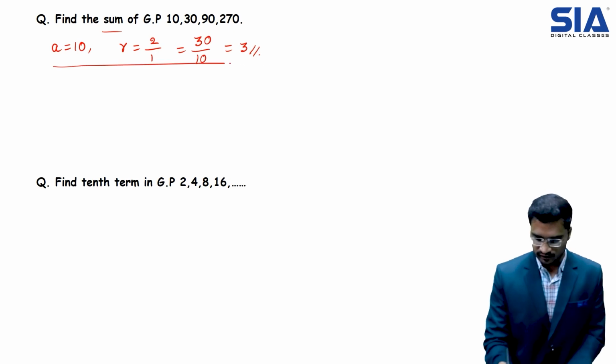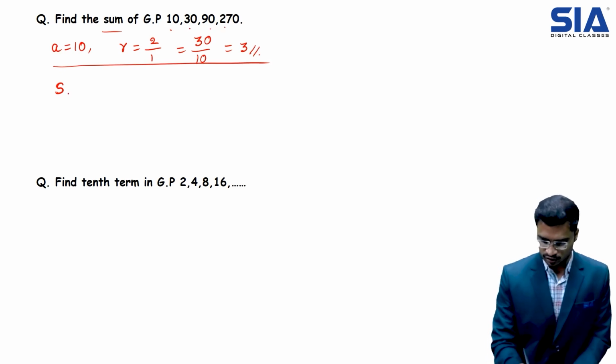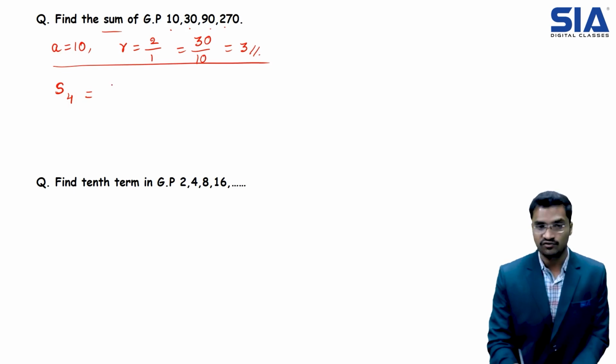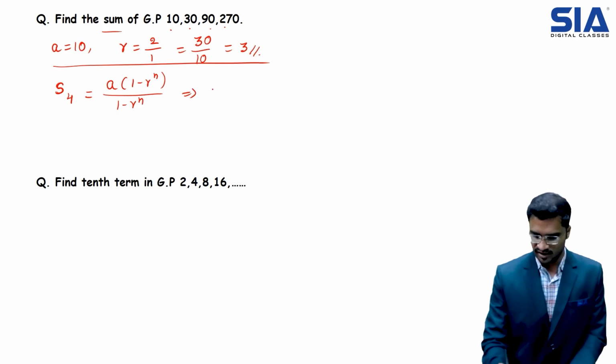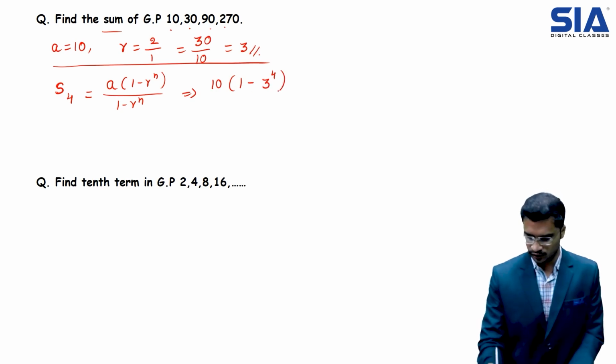Now what we have to find? We have to find the sum of these terms. So there are how many terms? 1, 2, 3, 4. So we have to find S4. Now we know the formula for sum of terms in geometric progression, which is A into 1 minus R to the power of n divided by 1 minus R. So let us substitute the value of A, which is 10, into 1 minus 3 to the power of 4, divided by 1 minus 3.